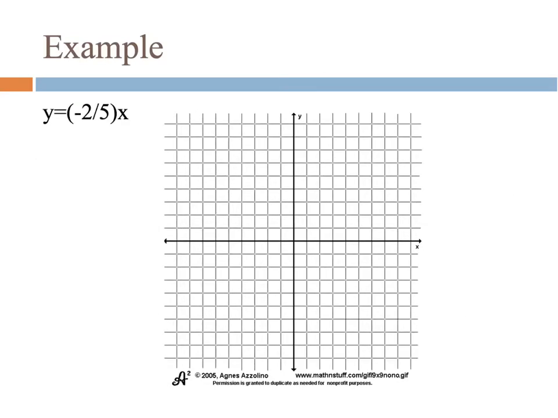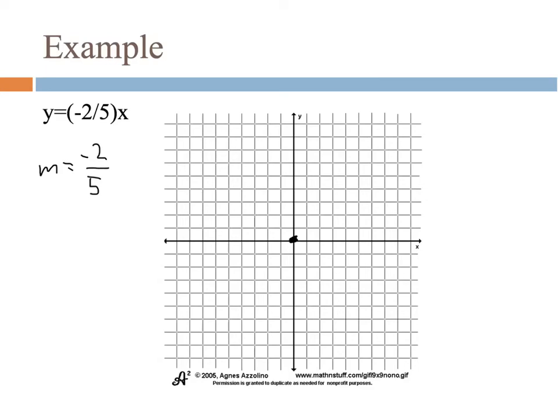Alright guys, let's take a look at this example. The first step is always to plot our origin whenever we're graphing a direct variation. So we plotted our origin. Then we're going to take a look at the slope to find our second point. Our slope in this case, or our constant of variation, is negative 2 over 5.